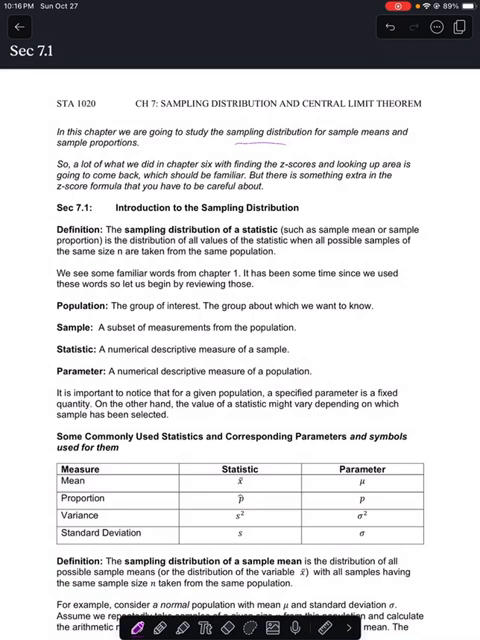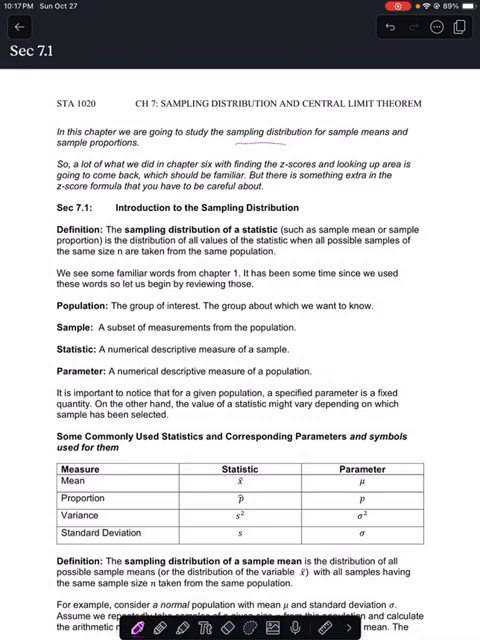So when we study these sampling distributions, we will review some words that we have seen in chapter 1. Let us review them here so that we are good when we get there. The first one is, what is population? Remember, it is the group of interest, the group about which we want to know something. Sample: a subset of measurements from the population.